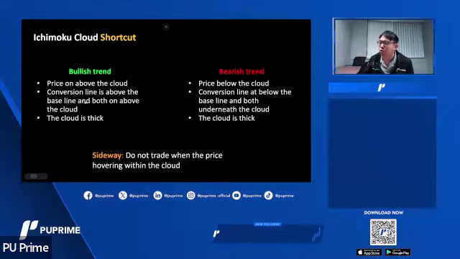Okay, you want to catch this, and I already explained what it looks like for a bullish trend and what it looks like for a bearish trend. So this is like a summary, and maybe you can screenshot it or just snap it if you want to use it in the future with the Ichimoku Cloud.